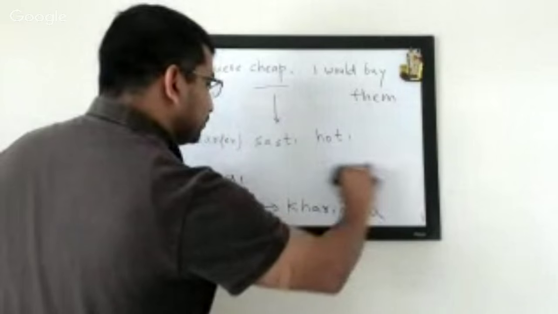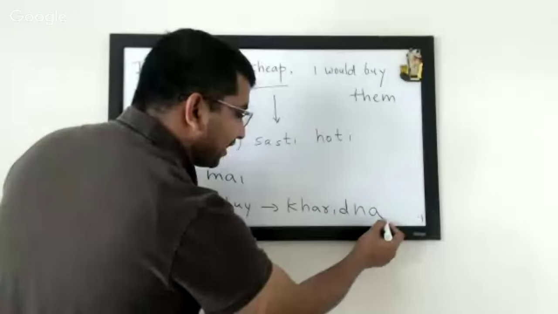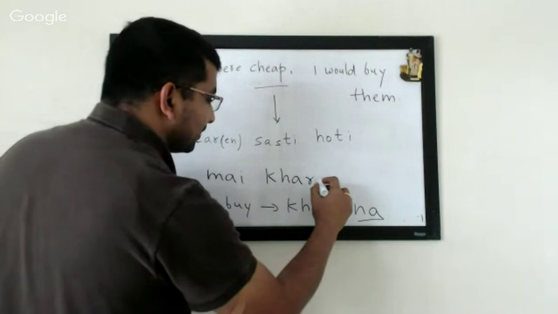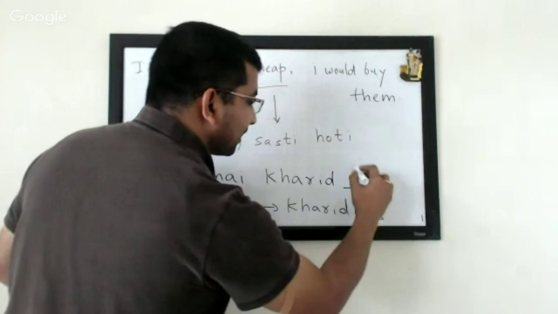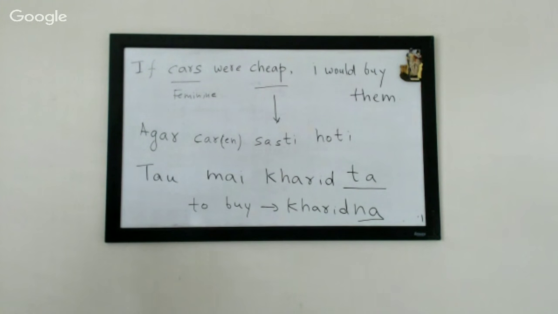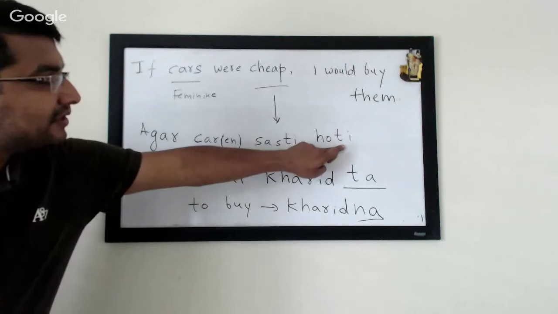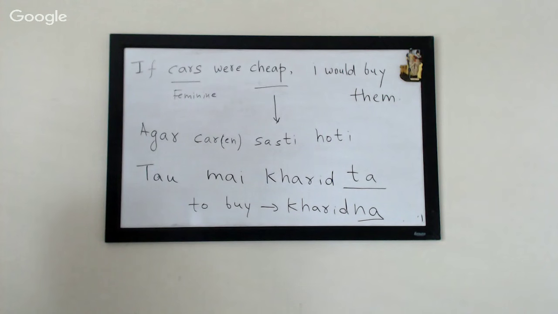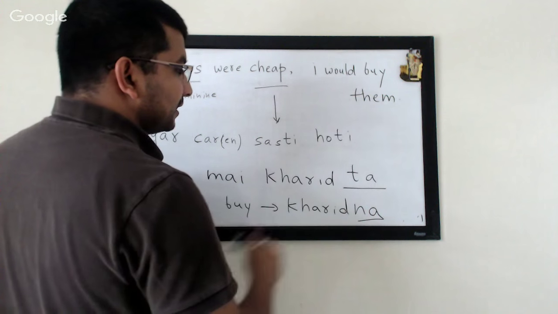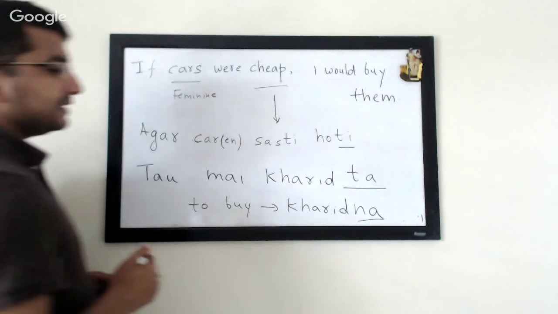So in this case, you will use मैं. You will not use खरीदना. You will replace ना with ता. तो मैं buy, तो मैं खरीदता, खरीद and then ता. तो मैं खरीदता. Okay, so I hope you are able to identify this thing. Both the sentences should end with your form of your present indefinite, right? अगर गाड़ियां सस्ती होती, ओके, तो मैं खरीदता और मैं खरीदती.